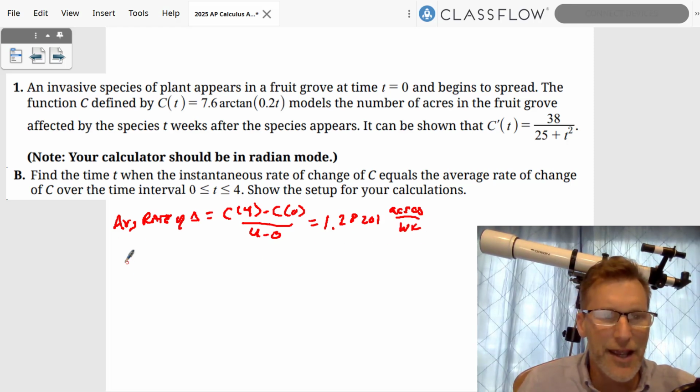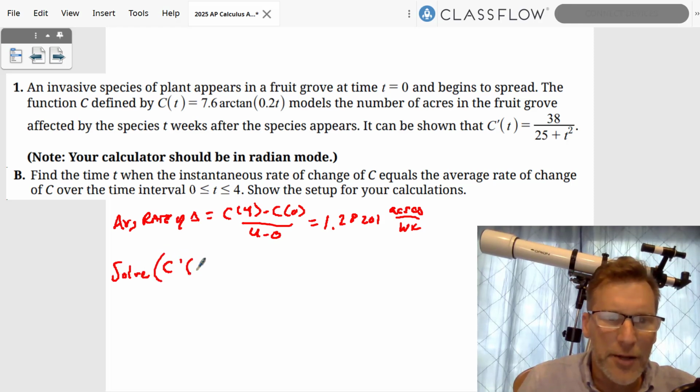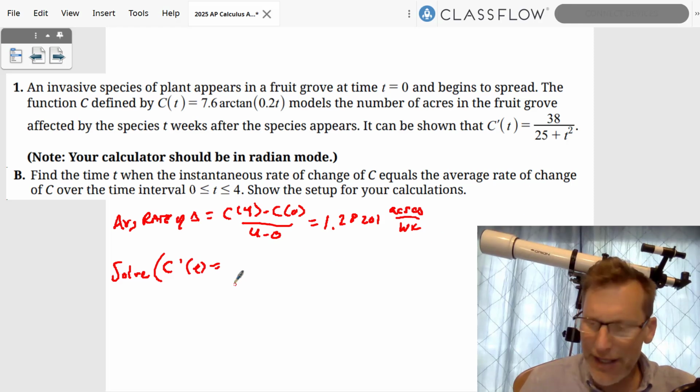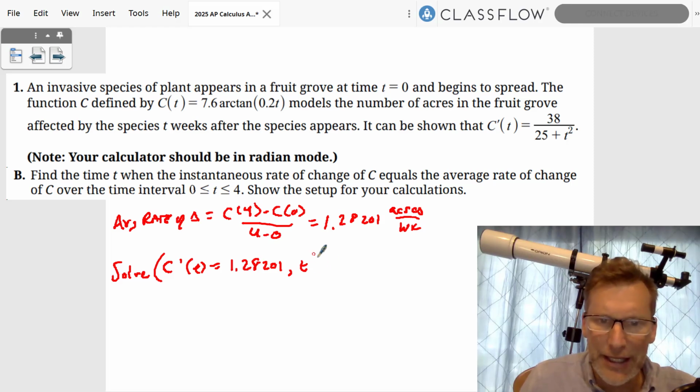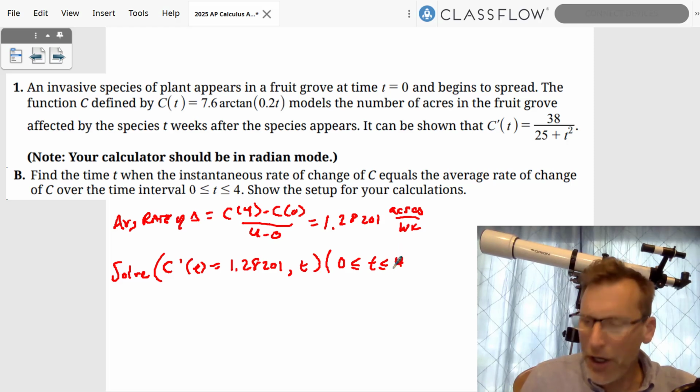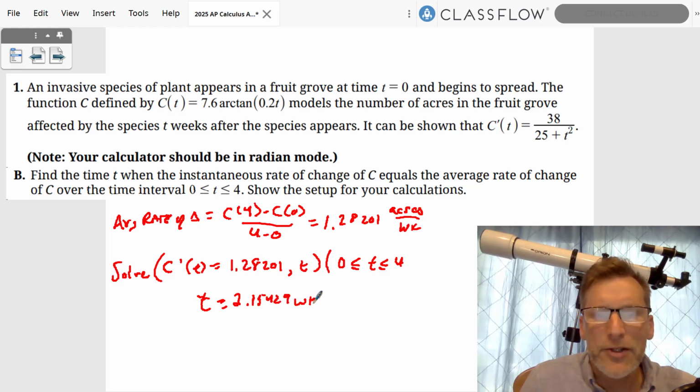and that is the average rate of change, which means then in our calculator we want to do solve. And we want to do C prime of T, that first derivative, that instantaneous, and we're going to set that equal to the average, 1.28201. We're going to solve for T, and I even put in my calculator from 0 to 4 to find out the time in between, and that gave us the time was equal to 2.15429 weeks, and that is when the average rate of change is equal to the instantaneous.